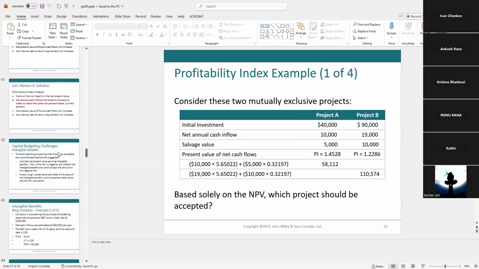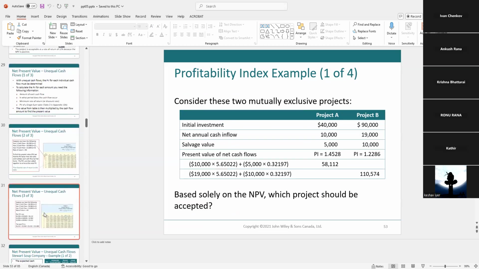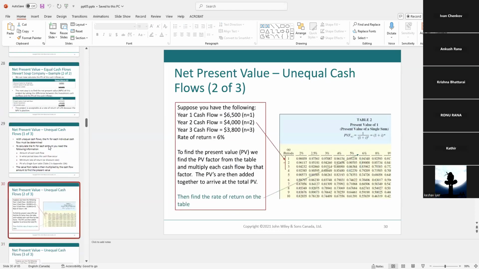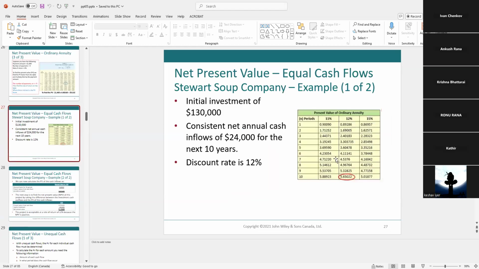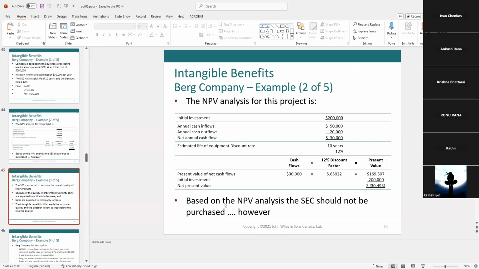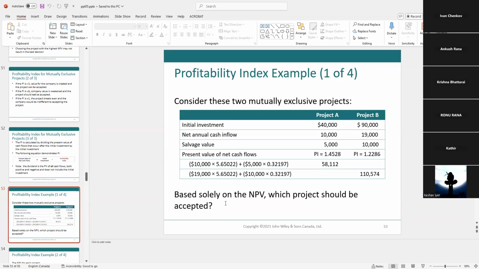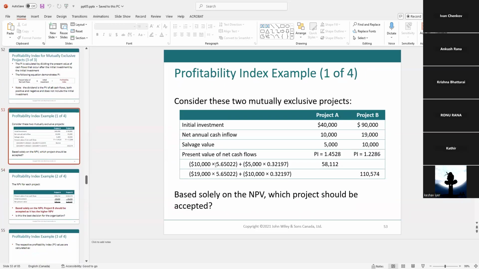They get those numbers from this table. So if you see a table like this, that's for equal cash flows. And if you see a table like this, what's the number that they're using for this calculation of the present value of the annuity, 565022? Do you see this number?